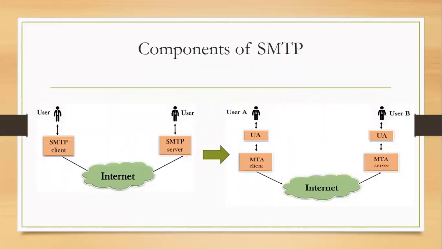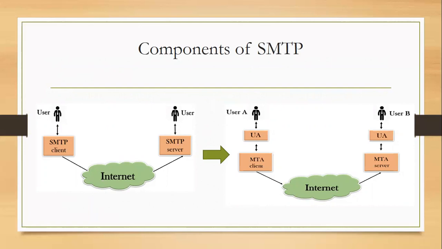There are some components of SMTP. Firstly, multiple users can communicate with a single server, as I discussed earlier. So here one user, that is the client, sends a request to the server with the help of the internet. The internet is a network that helps to communicate between the client and the server. That's why we call it a client-server architecture.